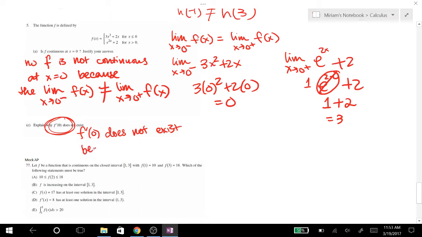So you're going to say f prime of 0 does not exist because f of x is not continuous at x equals 0. And that's it. You've solved the AP review problem. That's a free response.